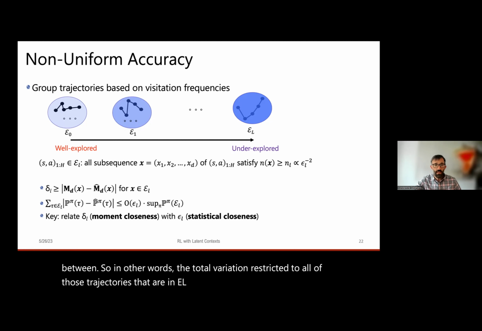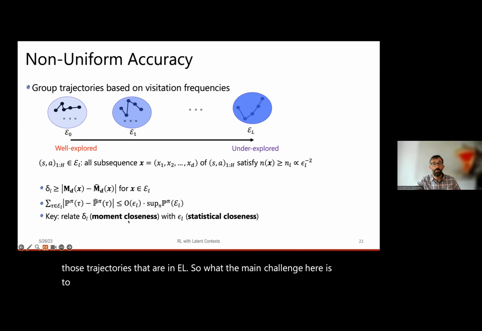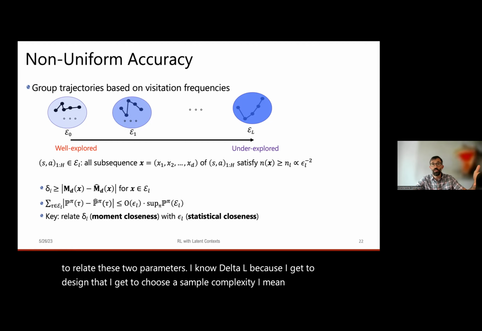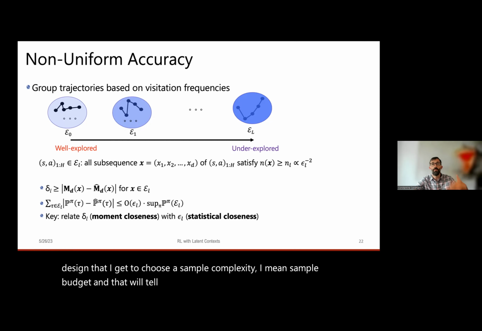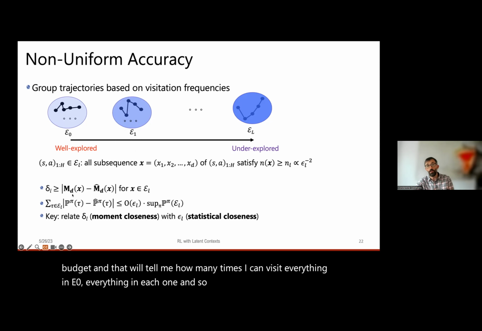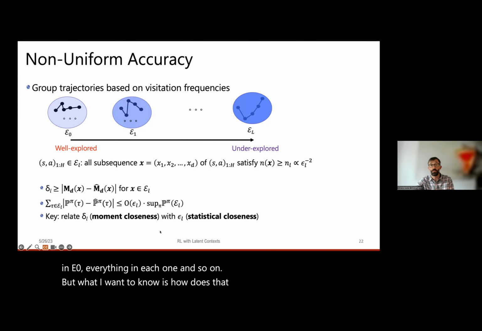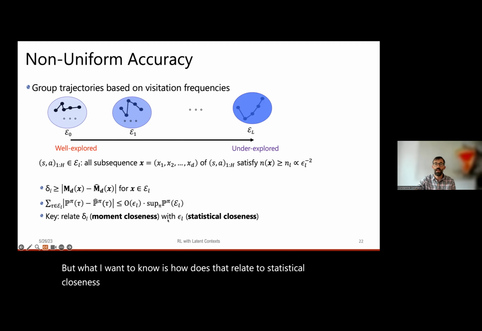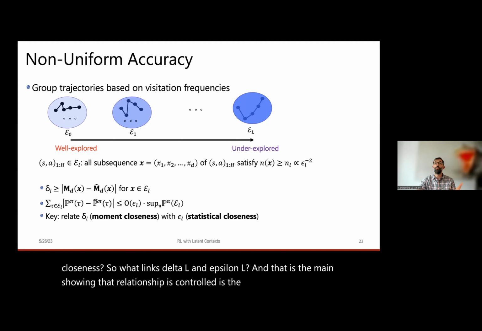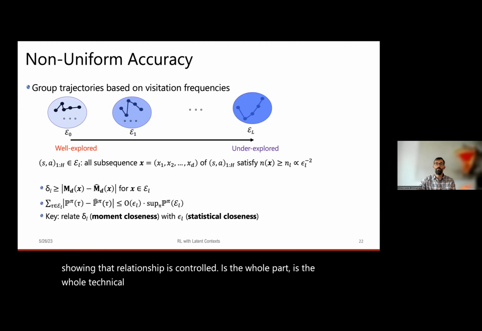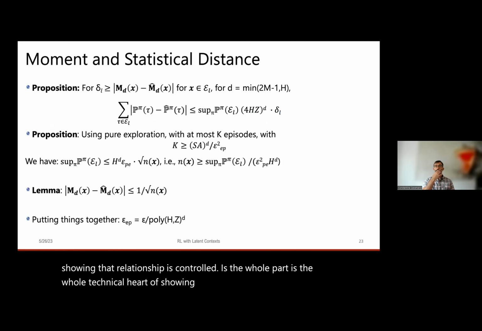So the main challenge here is to relate these two parameters. I know delta L because I get to design that. I get to choose a sample complexity, a sample budget, and that will tell me how many times I can visit everything in E0, everything in E1, and so on. But what I want to know is, how does that relate to statistical closeness? So what links delta L and epsilon L? Showing that that relationship is controlled is the whole technical heart of showing our result.